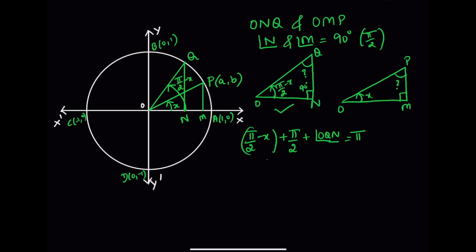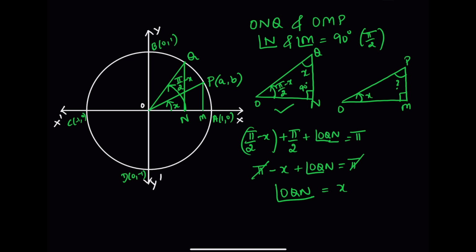So the angle at OQN would be, pi by 2 plus pi by 2 is pi, minus x plus OQN is equal to pi. So the pi gets cancelled. Angle at OQN is x. So now we know that OQN is x.